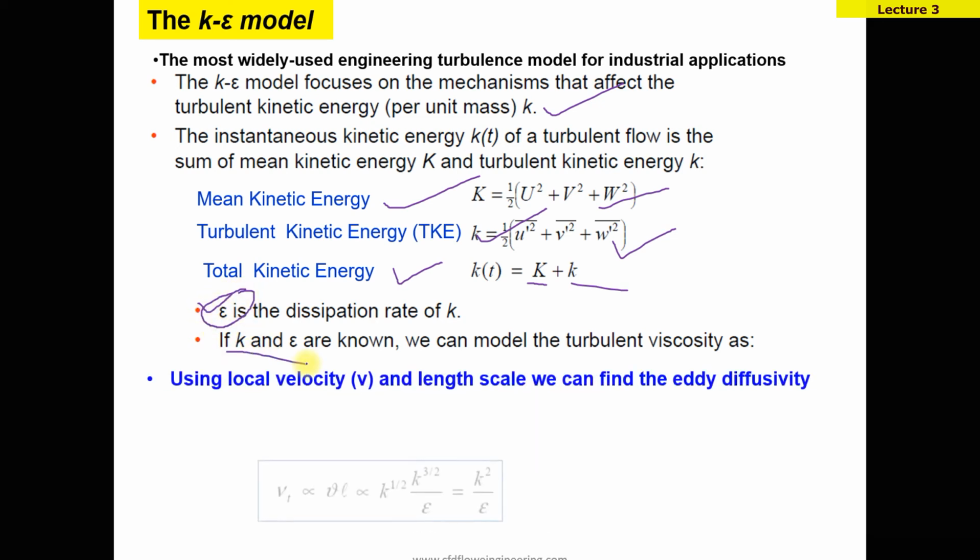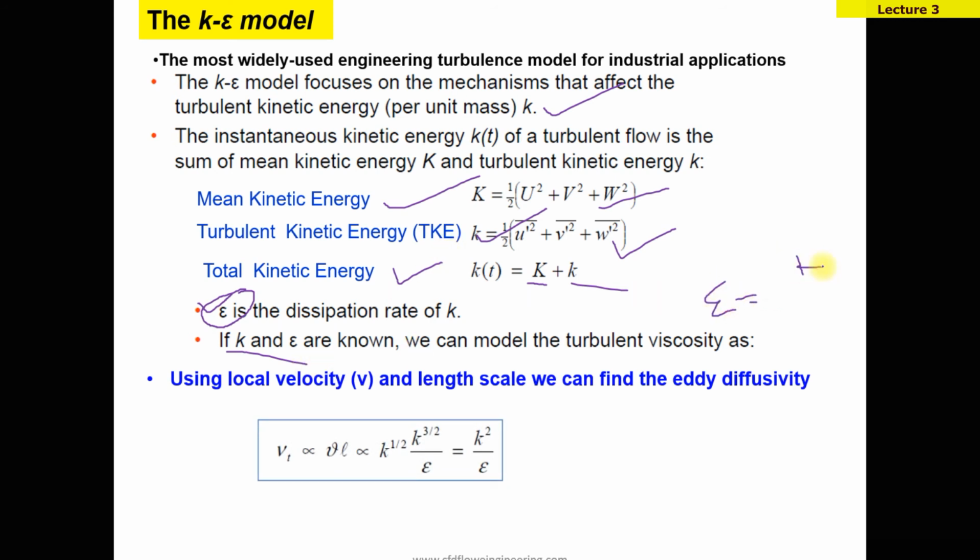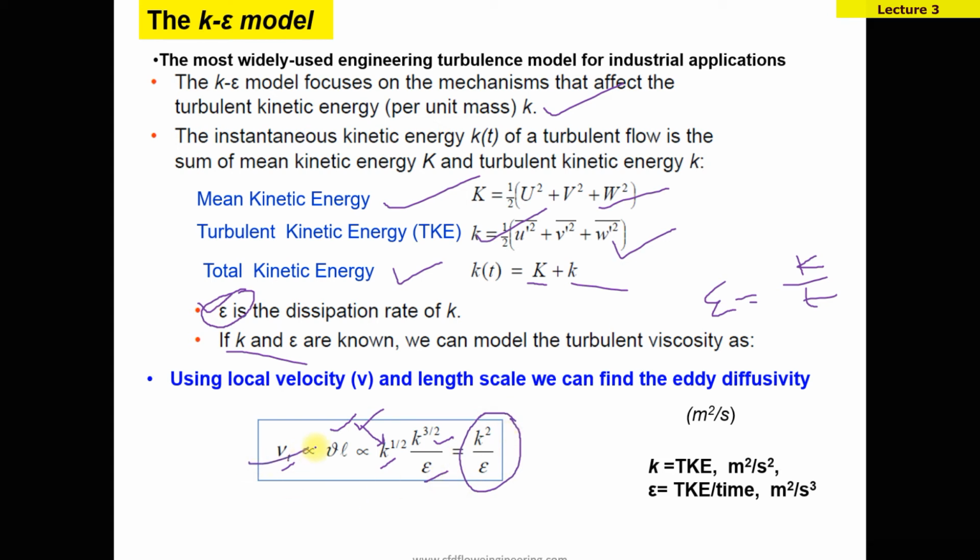Please note the unit of epsilon is k divided by time. And this turbulent viscosity is directly proportional to the velocity and length scale. The velocity scale can be determined from the turbulent kinetic energy as the square root of k, and the length scale is equal to k raised to the power 3/2 divided by epsilon. By knowing this, we can find the turbulent viscosity. Please note the unit of k is meter squared per second squared, because we consider per unit mass. The unit of epsilon is meter squared per second cubed.